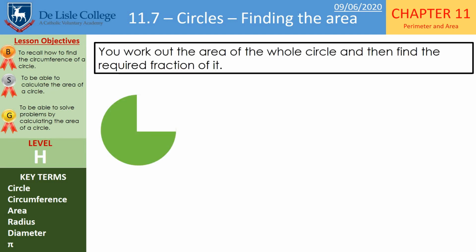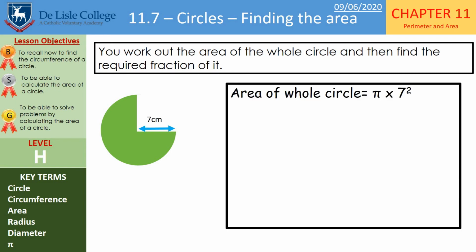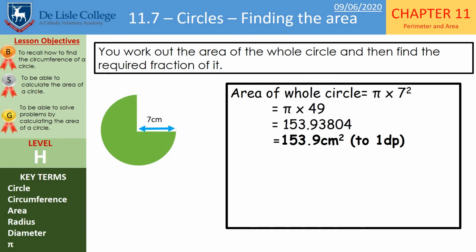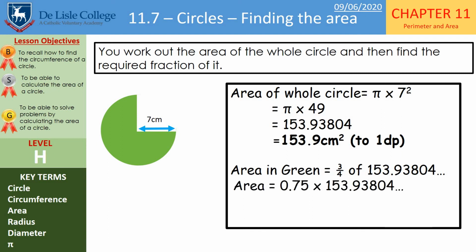So there we are, there's the shape that I was thinking of. If we say that the radius is 7 centimetres, we work out the area of the whole circle, like so, which I've rounded at that point to 153.9 centimetres squared. The green section is 3/4 of it. Now 3/4 is 0.75, and then you round it at the very end, 115.5 centimetres squared.